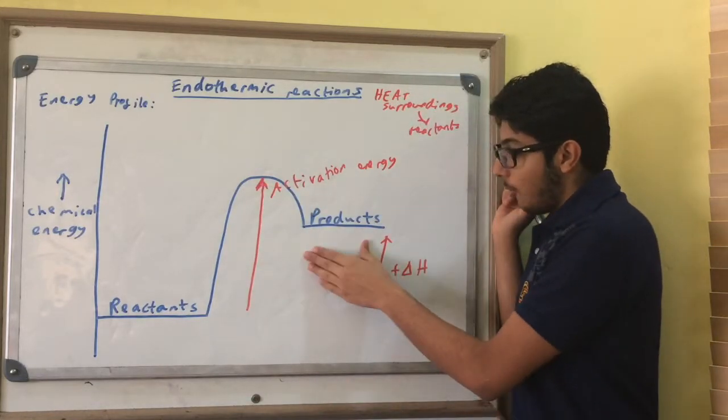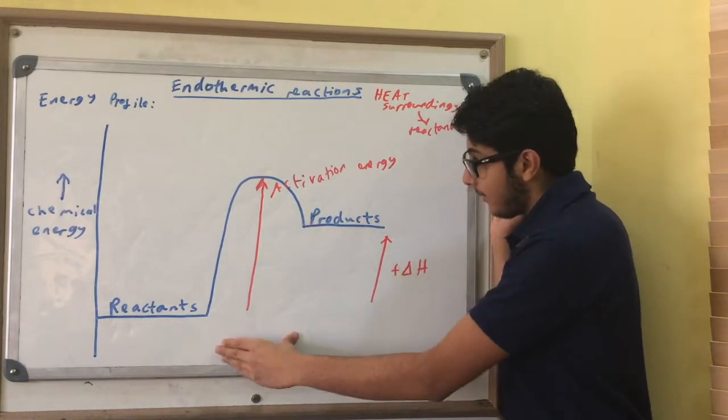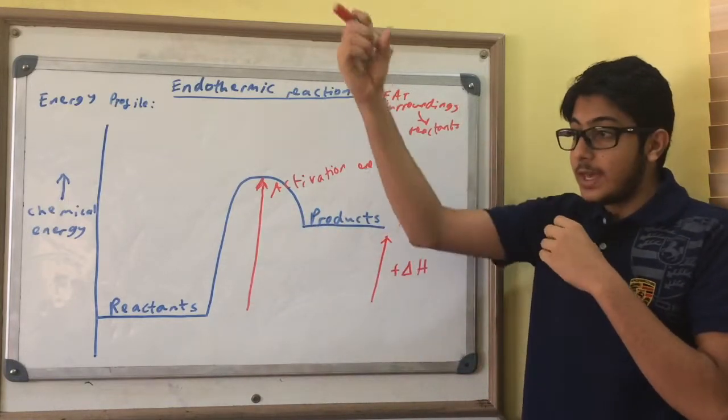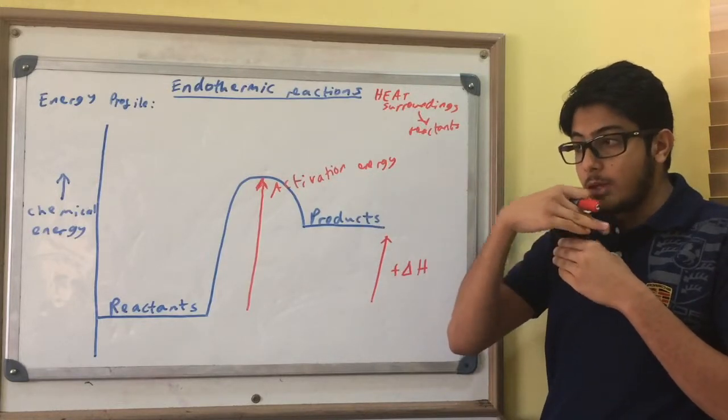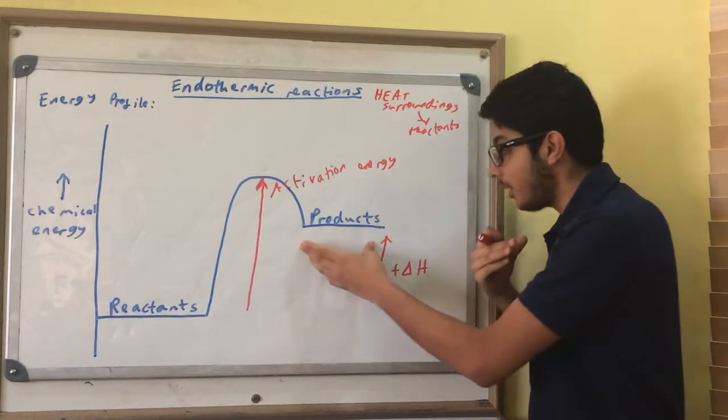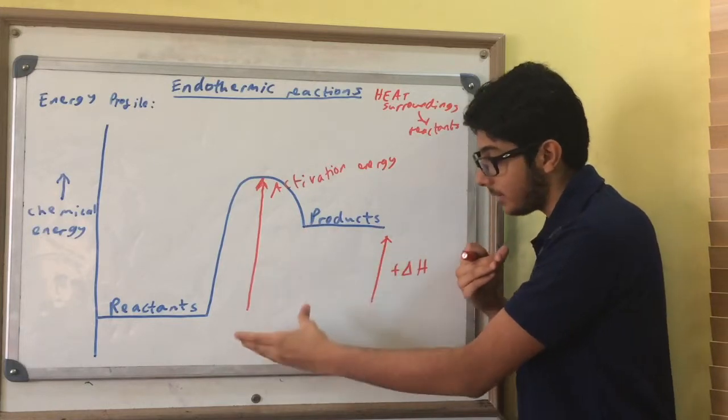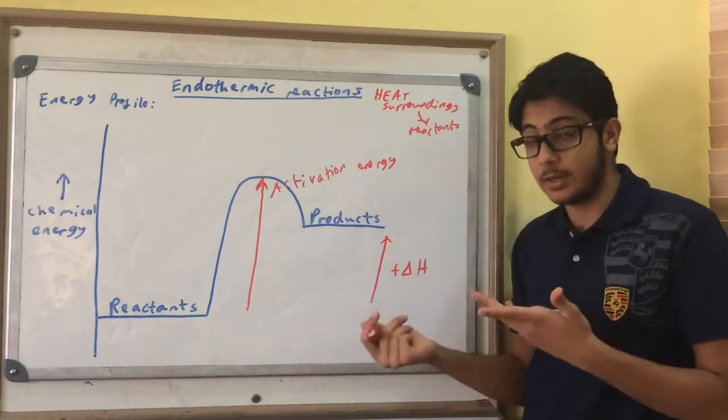So why do the products have more chemical energy than the reactants? Because if you're taking in heat from the surroundings, you're going to have more heat than you did at the start. So that's why the products have more chemical energy than the reactants. Because remember, the products are made up of the reactants.